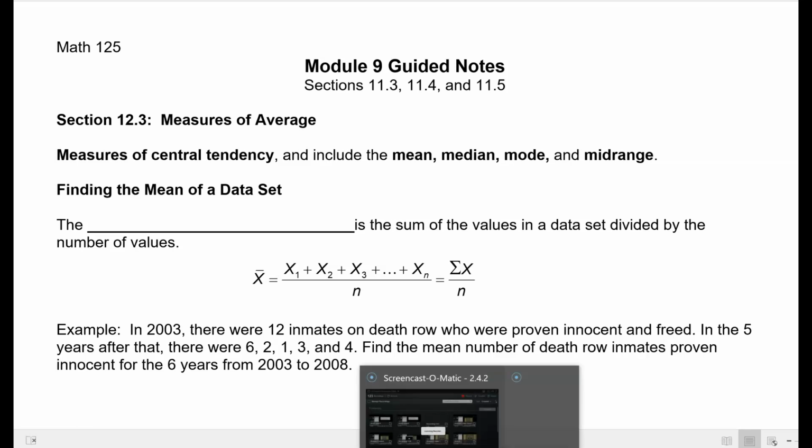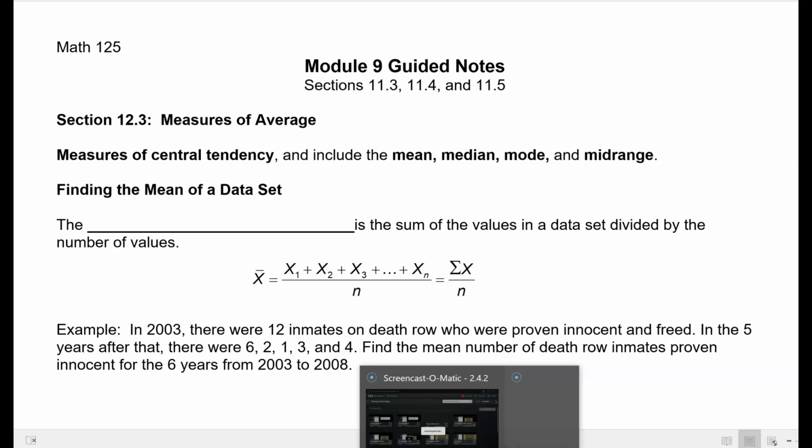All right, so we're going to talk about Module 9 in this video, which is on sections 11.3, 11.4, and 11.5. We're going to talk about average, standard deviation, variance, and then we'll also talk about some percentiles and some quartiles. So let's just start by talking about measures of average, which is 11.3.